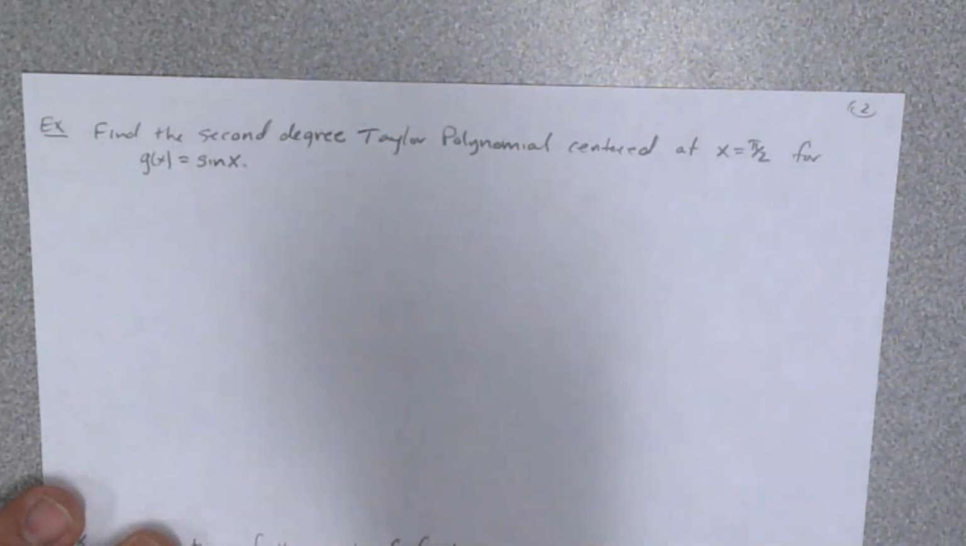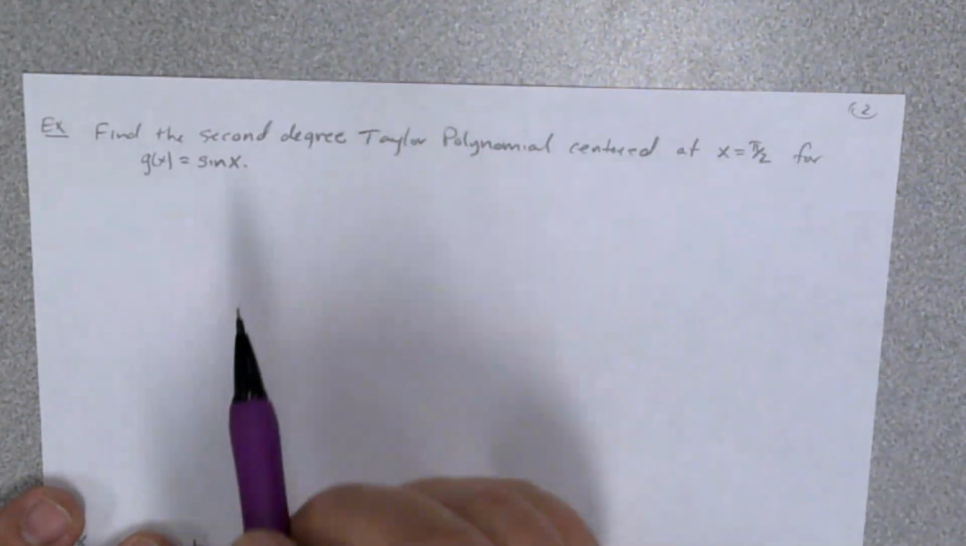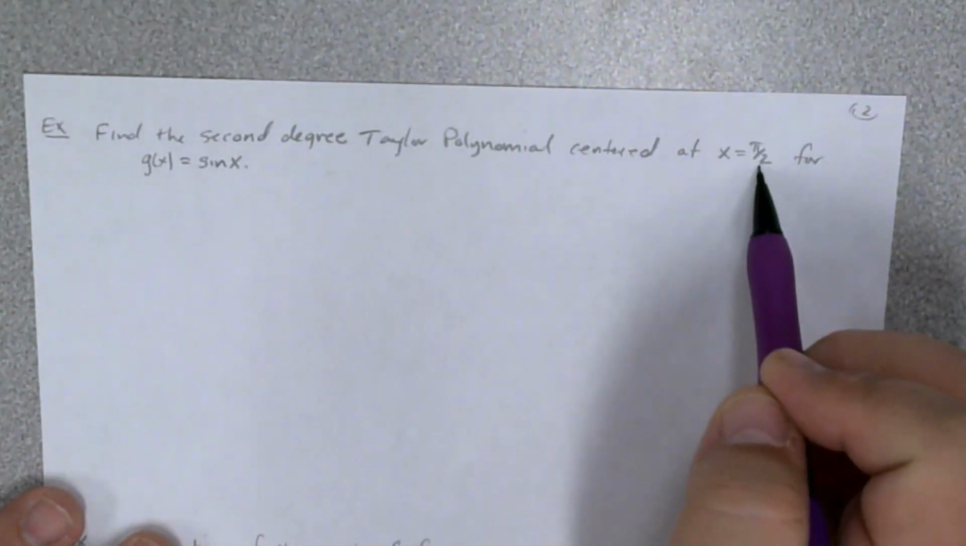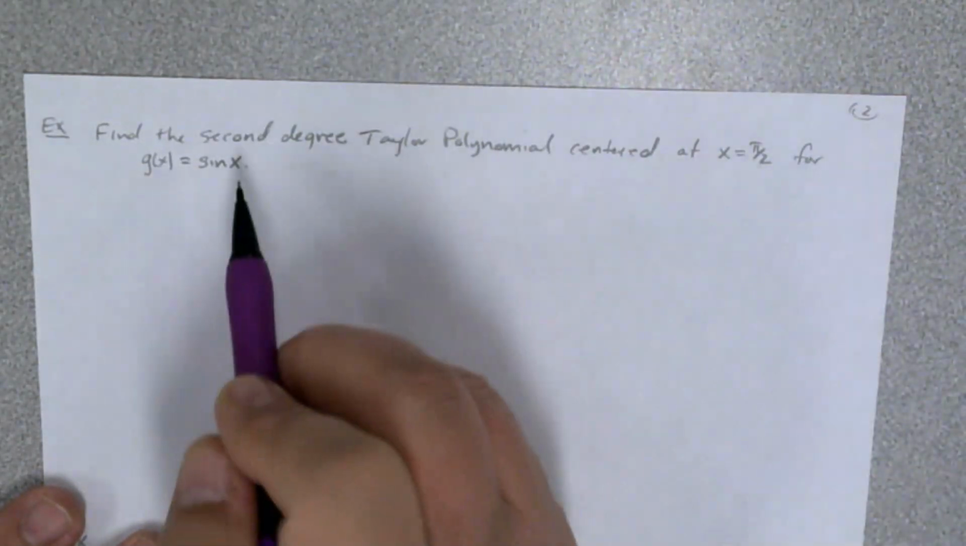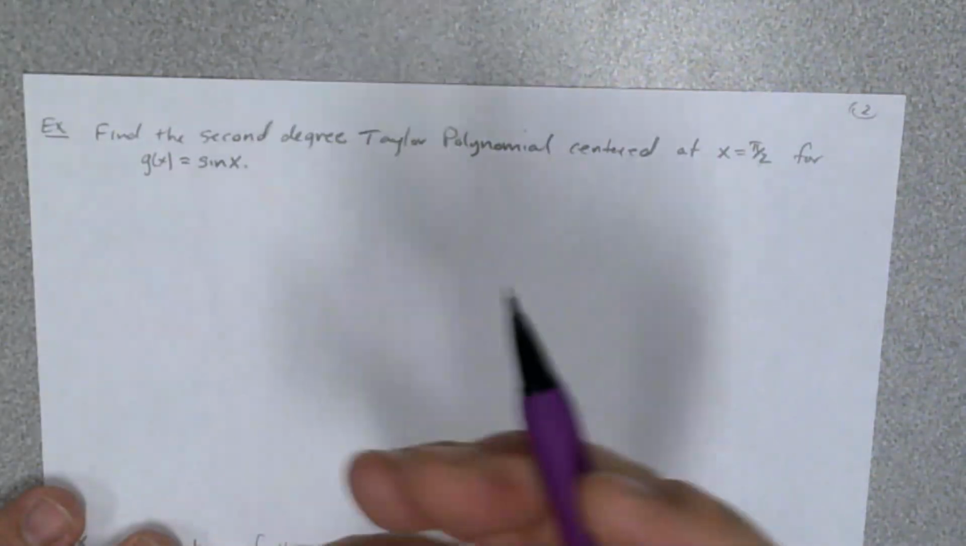You got to know the degree that you're going to be looking for, second degree. You got to know where you're centered at. You're centered at pi over 2. And we have to know what the function is, which is sine of x. So we have to know those 3 things to do this work.